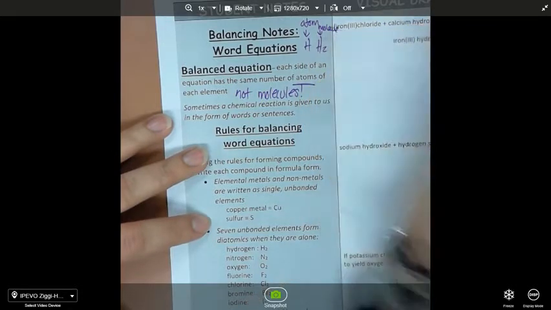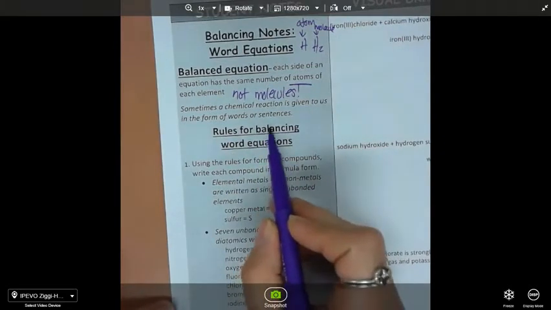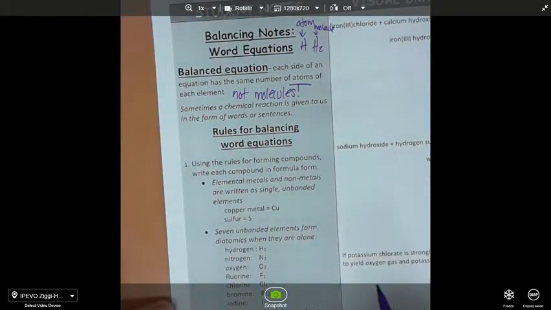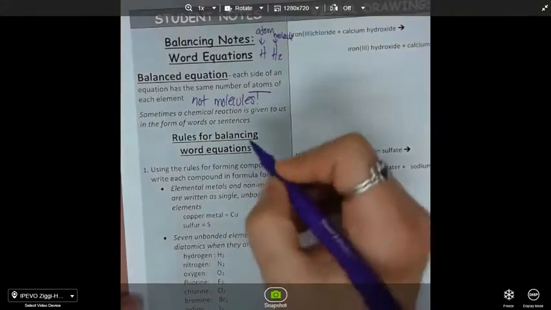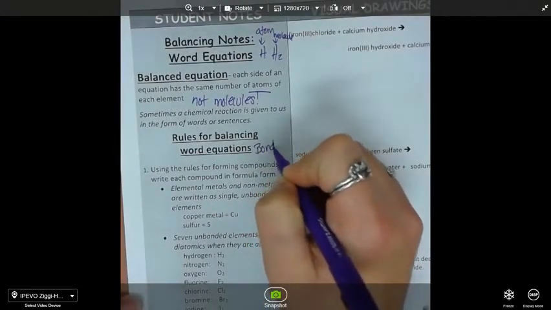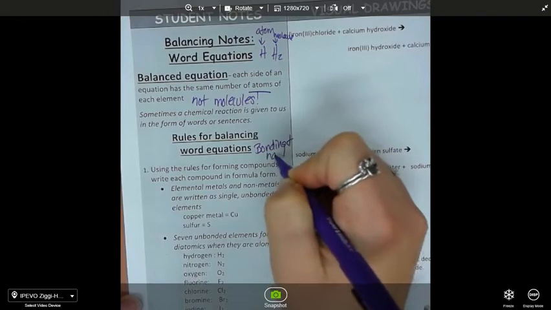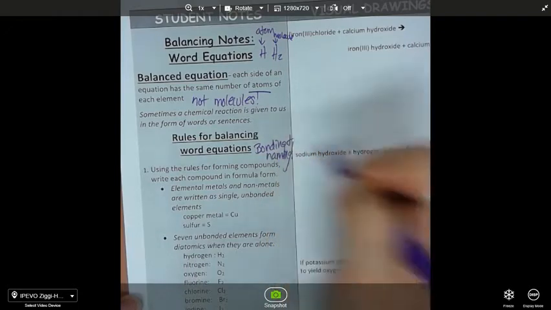All right. Now, sometimes a chemical reaction is given to us in the form of words or sentences. So here's where bonding comes back. Bonding and naming is the name of the game now. Using the rules for forming compounds, which we learned last semester, we're going to write each compound in formula form.